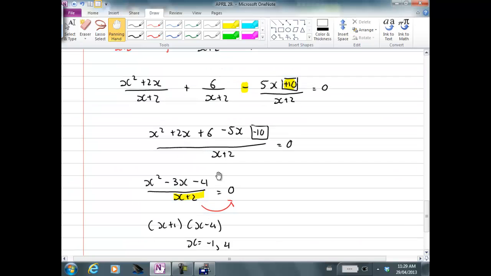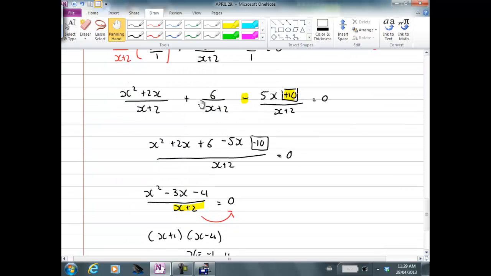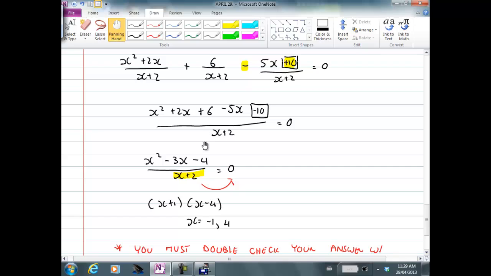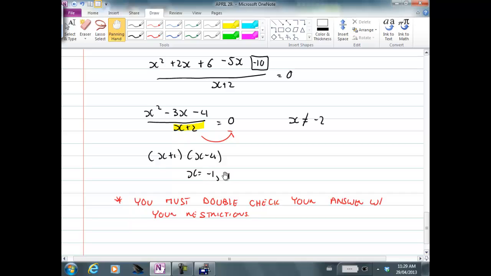To find your restriction, go back to the original question. Right here. There's one thing x cannot be. X can't be negative 2, because if x is equal to negative 2, you have undefined. Notice my answer doesn't equal negative 2, so therefore both of these work. That is how we solve it.